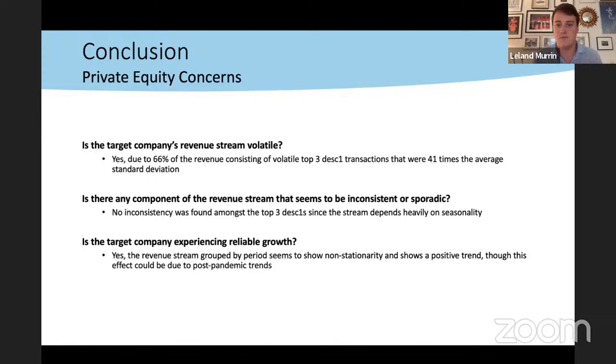66% of the revenue comes from top 3 description 1 transactions that were 41 times the average standard deviation, so pretty significant there. Is any component of this revenue stream inconsistent or sporadic? I would say no. We were able to consistently prove that it was heavily dependent on seasonality. And then finally, they want to know, does it have reliable growth? And yes, absolutely. Grouped by period, it's definitely not stationary, and from seasonal decomposition, we saw a positive trend plot. Though you never know, this could be post-pandemic trends. We had to isolate and make an assumption that this is all post-pandemic.